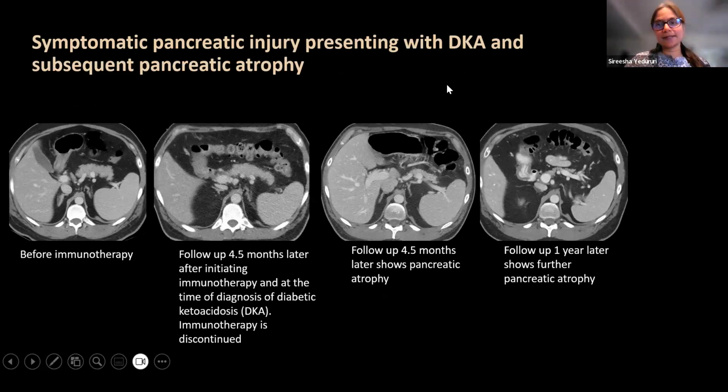This is again symptomatic pancreatic injury. This patient presented with diabetic ketoacidosis. So that's how he presented, 4 months after immunotherapy. At the time of diagnosis of diabetic ketoacidosis, imaging was done, and you can see diffuse enlargement of the pancreas. You can see all these tiny, tiny clefts. You don't see anything. Everything is blunted. There is mild diffuse edema. And after a few months, the pancreas atrophied.